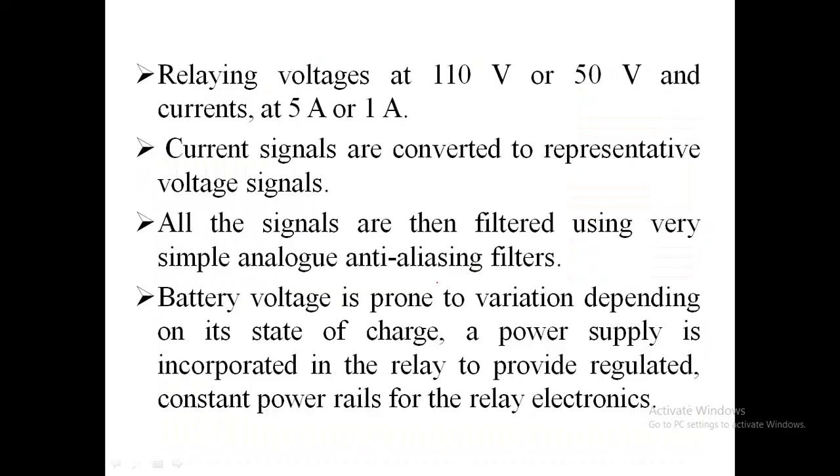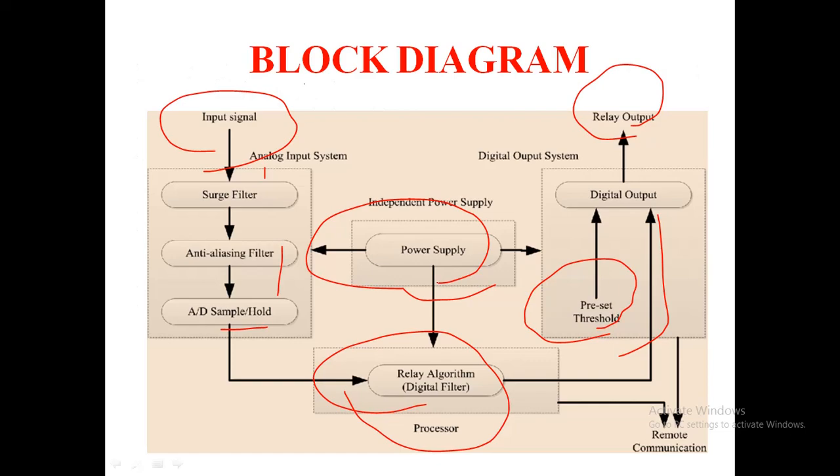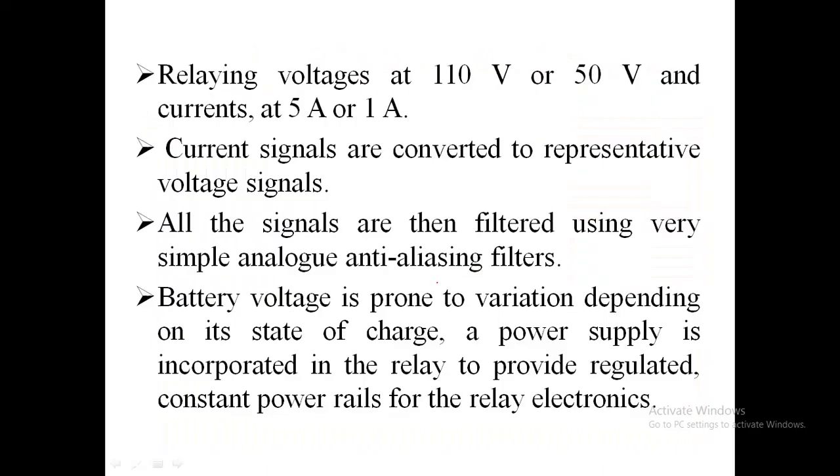Here I am applying the voltage at 110 volts or 50 volts, and current may be 5 amps or 1 amp. These signals will be converted to a voltage signal, and all the signals are filtered using an anti-aliasing filter, which you saw in the block diagram. And the battery varies depending on the state of charge.